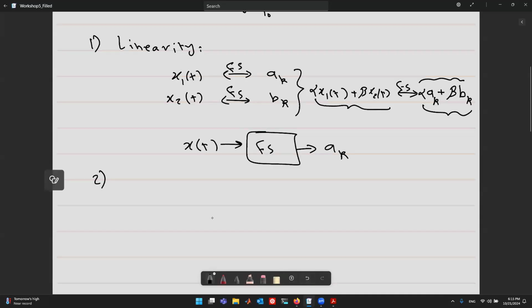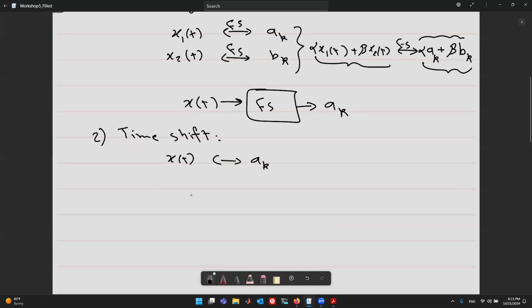What about the time shift? If we have x(t) with the corresponding coefficients a_k, if we shift x(t) by t naught, Fourier series coefficients will be multiplied by this term, e to the minus j k omega naught t naught. Notice here we have negative and we have negative here in this term.